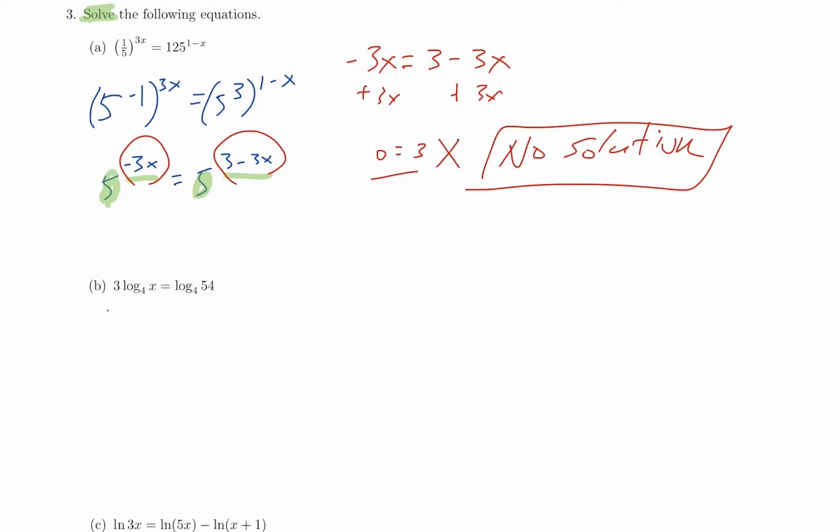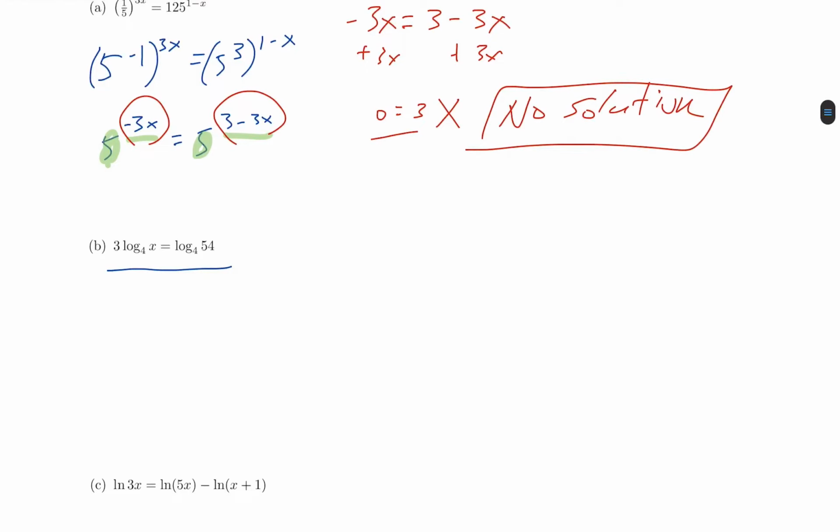Let's look at this one. Now this one has a log in it. This is not exponential, it's a log. For log, the idea is similar. If we have the same base, we can just set the insides equal to each other. But before we do that, we need to do something about this 3. What do you think? Think about it. You can pause the video if you need to. What do we need to do first before we solve this? What we need to do is bring the 3 in as an exponent.